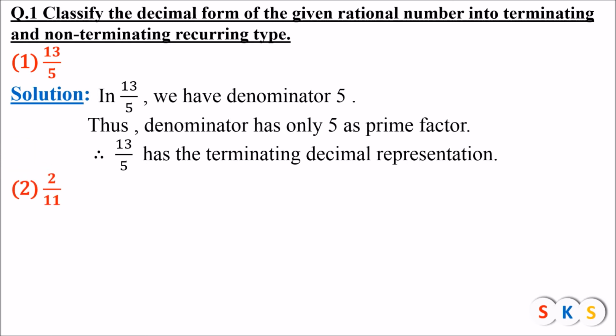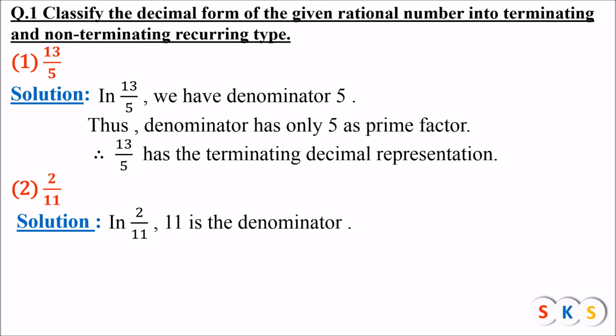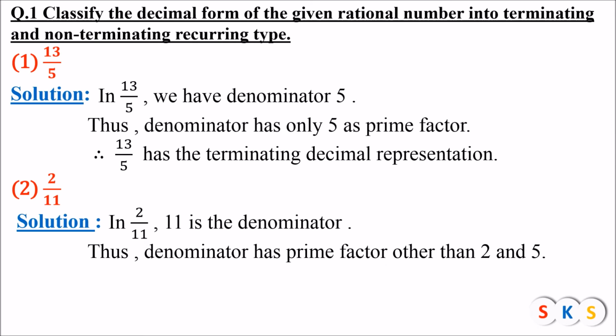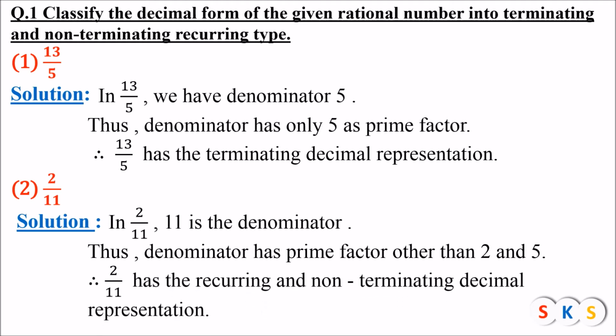Now we have the second question, 2 upon 11. What is the denominator here? 11. And what is the prime factor of the denominator? 11 only. And we know that if the prime factor of a denominator is other than 2 or 5, then the decimal form of that number will be non-terminating and recurring. So let's see the solution. In 2 upon 11, 11 is the denominator, thus the denominator has a prime factor other than 2 and 5, that is 11. Therefore 2 upon 11 has a recurring and non-terminating decimal representation.